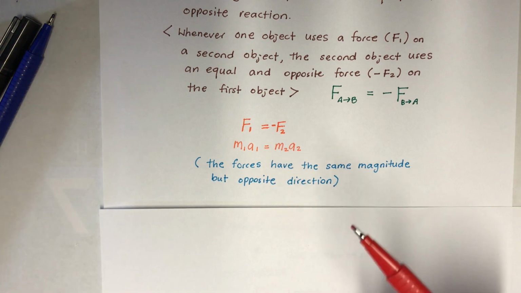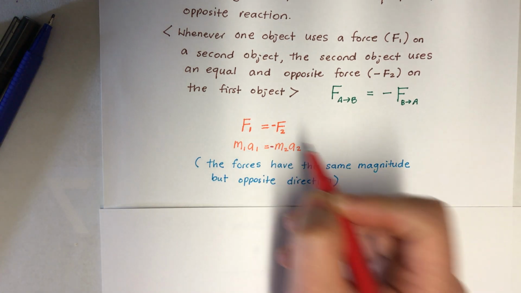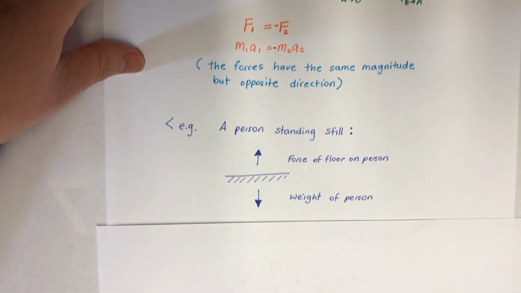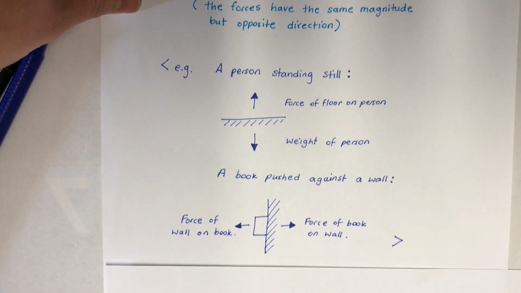Now, what that means is that M1A1 is also equal to minus M2A2. The forces have the same magnitude but opposite direction. Like for example, something like that.